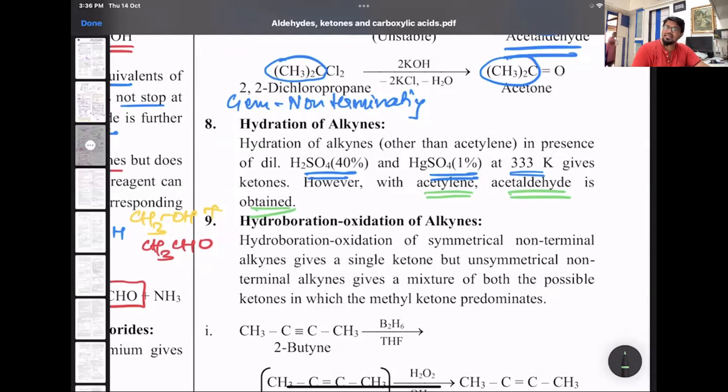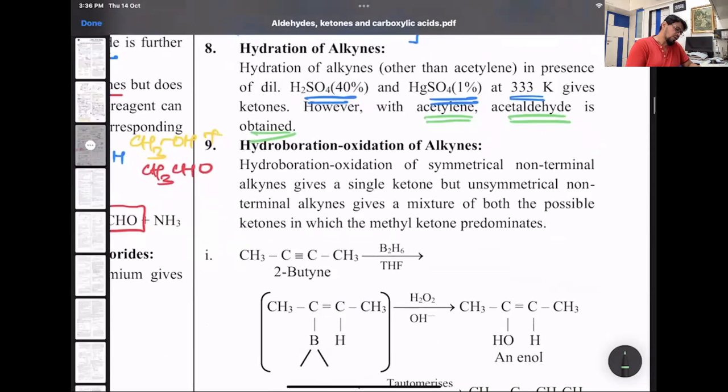Same with this 9th one, that's an extra method, similar to what we have done earlier, hydroboration oxidation, if anyone remembers. We did it in alcohols, right? Hydroboration oxidation of alkenes gave primary alcohols. Similarly, hydroboration oxidation of a symmetrical non-terminal alkyne gives a simple ketone, but unsymmetrical non-terminal alkynes give a mixture of both the possible ketones, in which the methyl ketone will predominantly be formed.